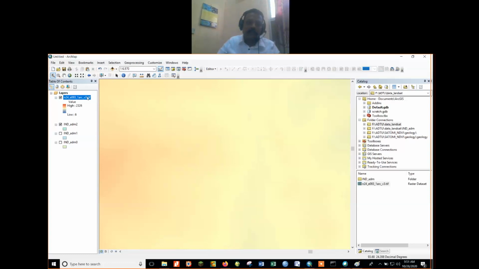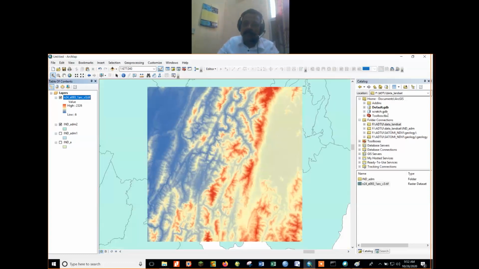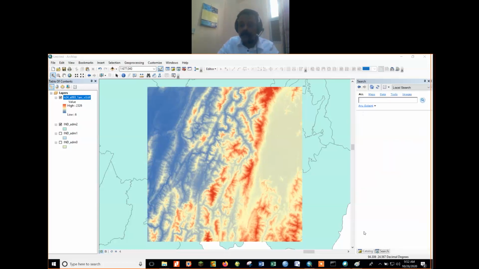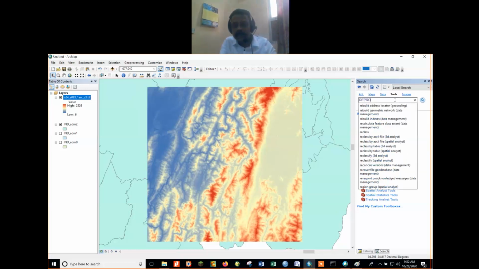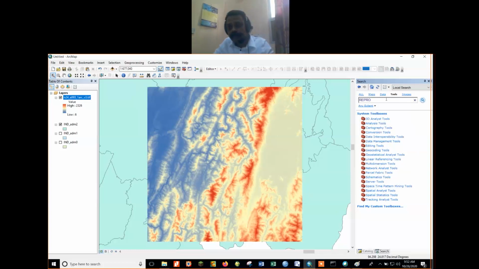So this is my satellite image. First I have to reproject this image. I am not asking you to do it right now, but I will explain how you can extract slope from this satellite image. First of all, we have to reproject, P-R-O-J. Just a moment.